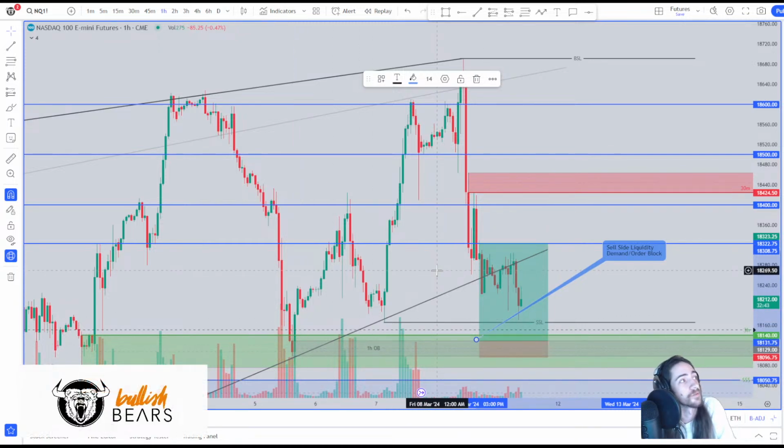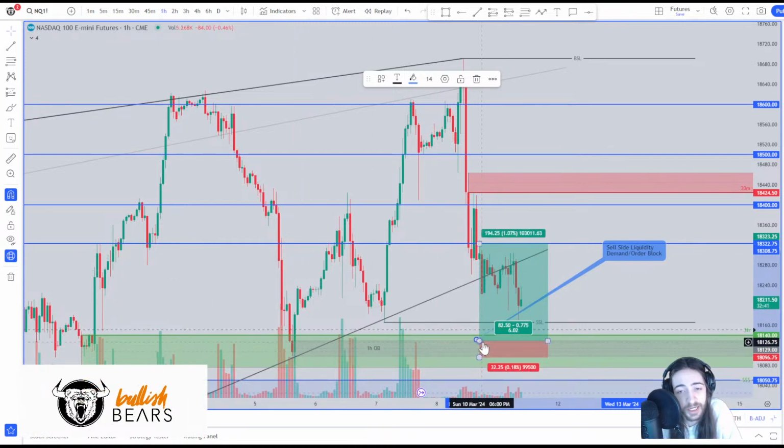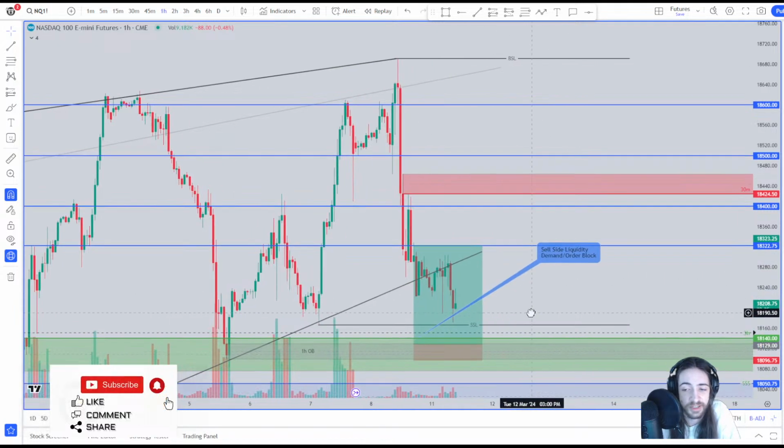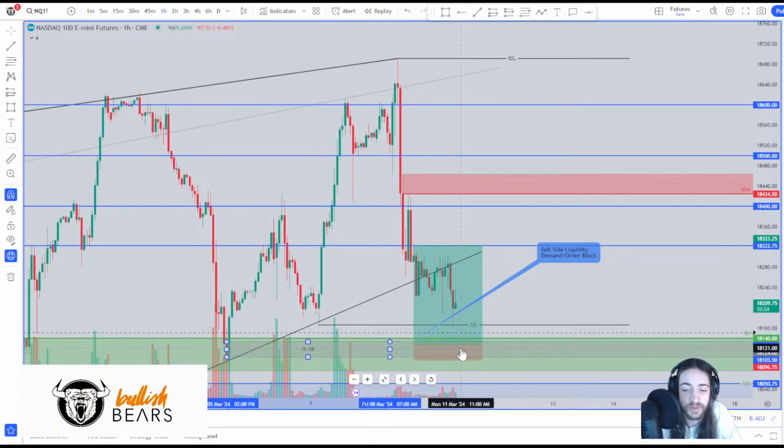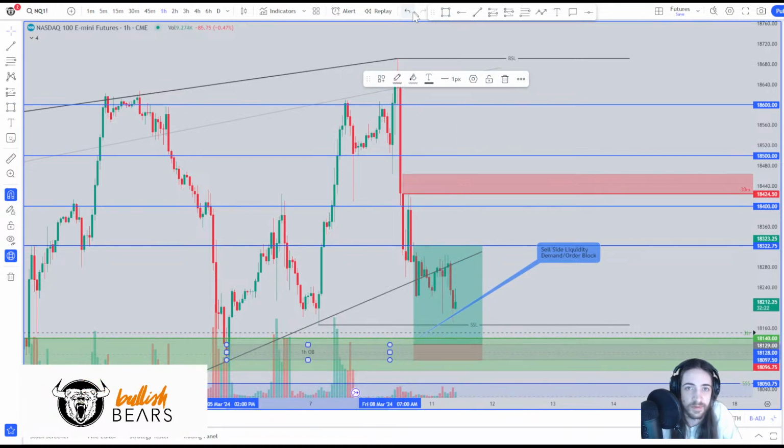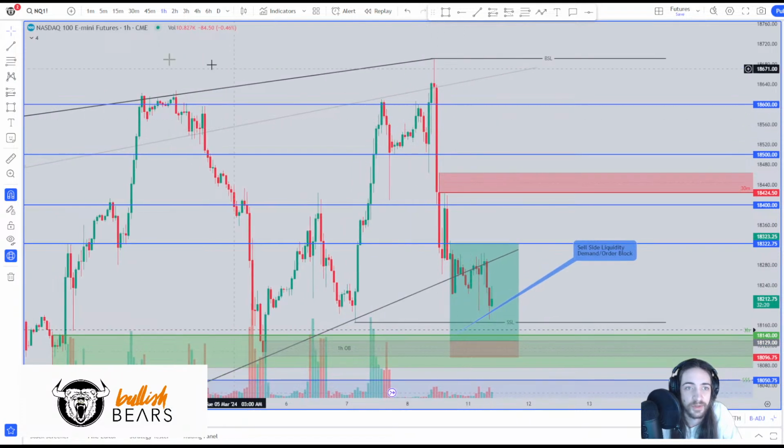I'm going to be looking for an entry inside the order block, inside the demand zone, right after we reject or break through that sell side liquidity. I'm looking for some type of candle to form, break below, wick, and I'll enter once we start rejecting, pushing back out of this zone. What else could we be looking for?